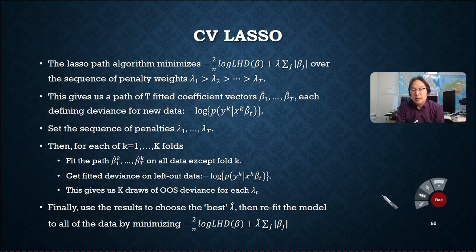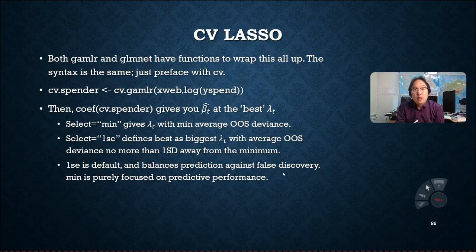Both gamlr and glmnet have functions to wrap this all up. The syntax is the same, just preface with cv, for cross-validation: cv.gamlr. We're going to go through this part a little later. And then coef gives you beta hat at the best lambda t. Select min gives the lambda t with minimum average out-of-sample deviance. Minimum average out-of-sample deviance is the important one.